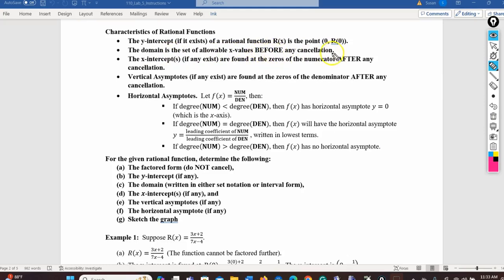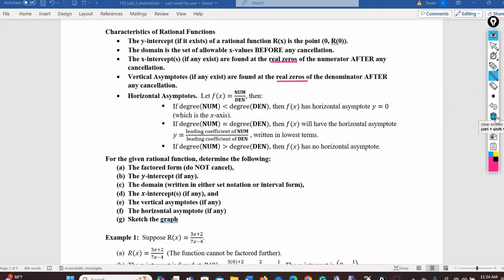The domain is the set of allowable x values, and make sure you figure out what the domain is before any cancellation. So do not cancel when you're trying to work out the domain. If there are any cancellations, do not make them. Now, when it comes to x-intercepts and vertical asymptotes, those are found after cancellation. In particular, any x-intercepts, if they exist, are found at the real zeros of the numerator, and the vertical asymptotes at the real zeros of the denominator, after any cancellation. So we're only going to be looking at real zeros.